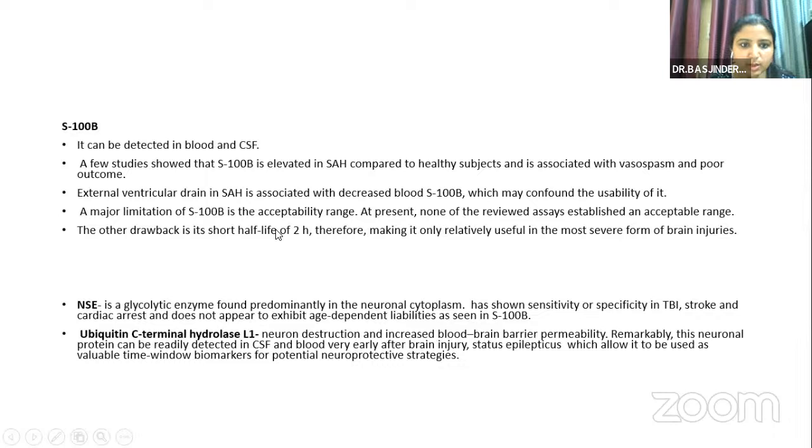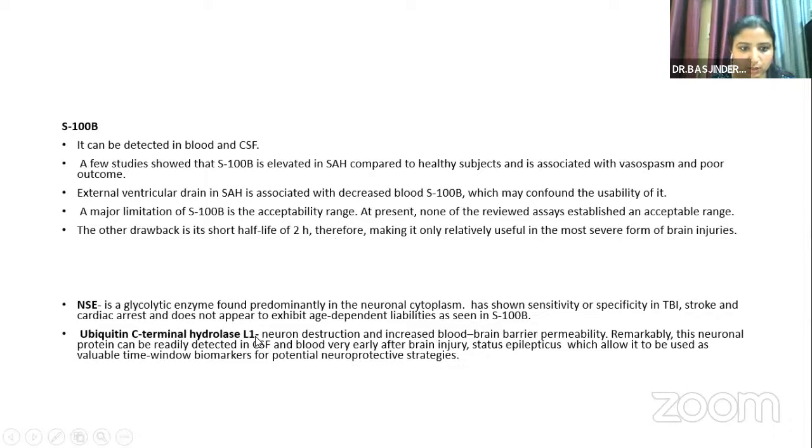The other drawback is that it has a short half-life, making it relevant only in the most severe forms of brain injury and not in mild to moderate brain injury patients. Neuron-specific enolase is a glycolytic enzyme found predominantly in the neural cytoplasm. It has shown sensitivity and specificity in traumatic brain injury, stroke, and cardiac arrest, and does not appear to exhibit age-dependent liabilities, which are seen in S100B.